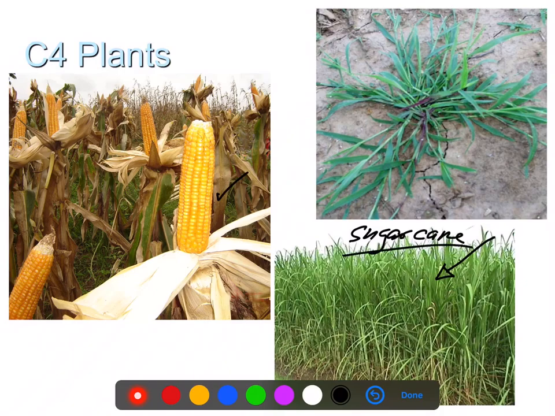Take a guess as to what this guy might be right here. This is sugarcane. It's also a C4 plant. It also is going to thrive in this hot environment. And then I'm sure you've seen this one, right? Nobody likes this one. This is crabgrass, right?